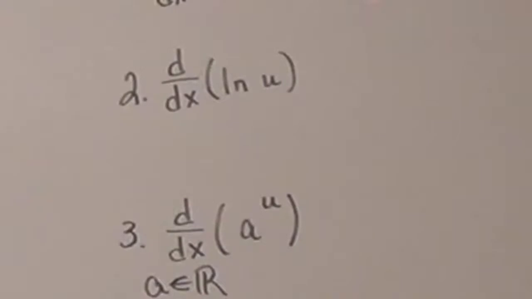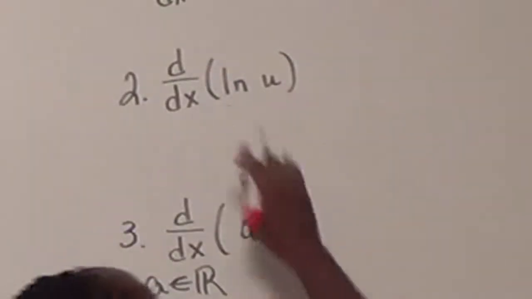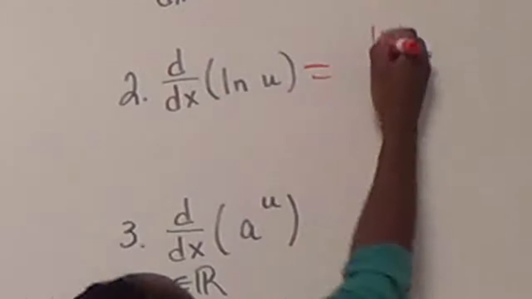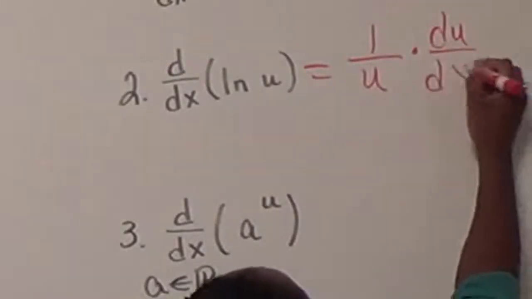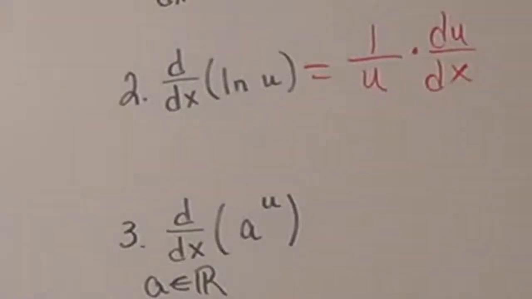If I look at the derivative with respect to x of the natural log, so as we just found, natural log of x, its derivative is 1 over x. Here, it says derivative of natural log of u is going to be 1 over u times the derivative of u with respect to x. So again, we're applying a chain rule.